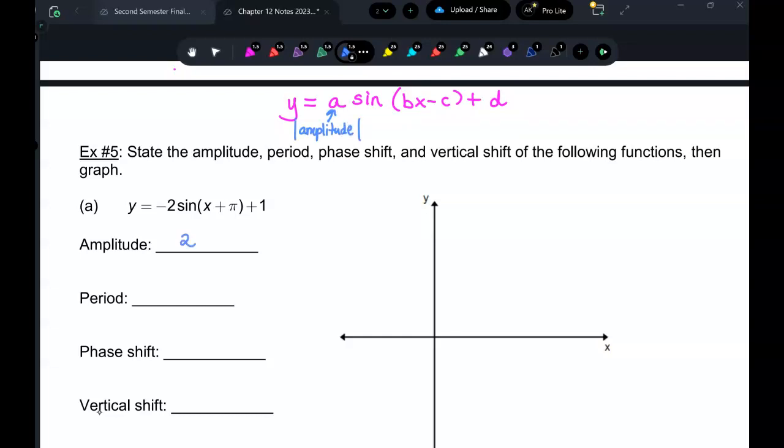For the final, we have the formulas. There are two parts to this. If we take 2 pi over b, that's going to be the period. And if we set the whole thing, bx minus c, equal to 0, that's the phase shift. And the vertical shift is the plus d.